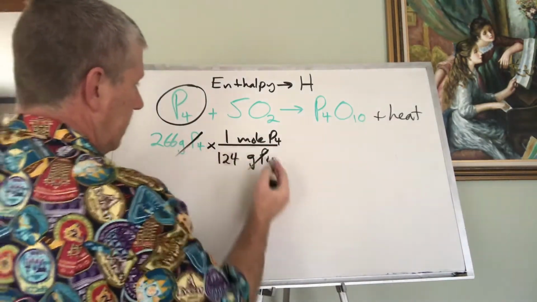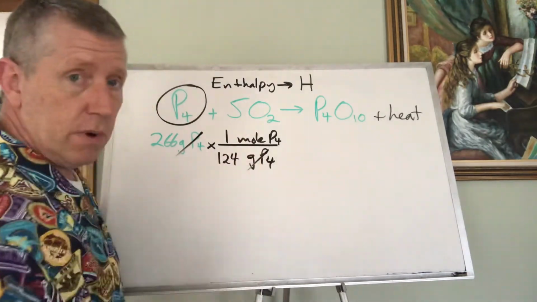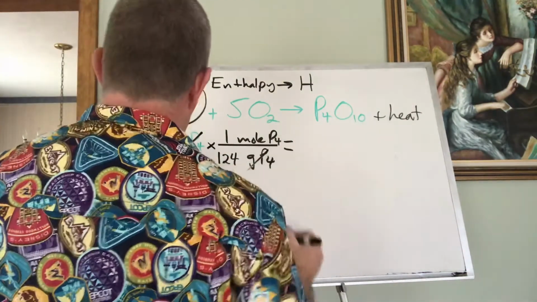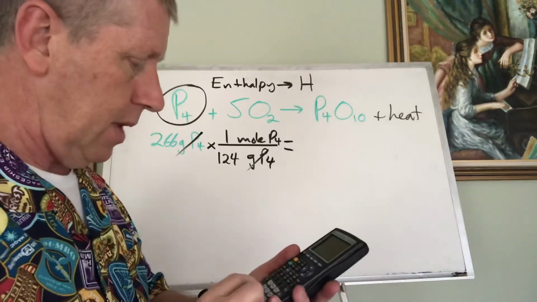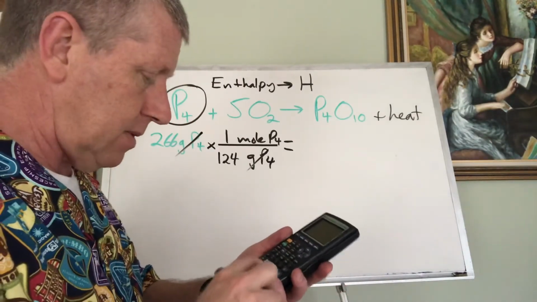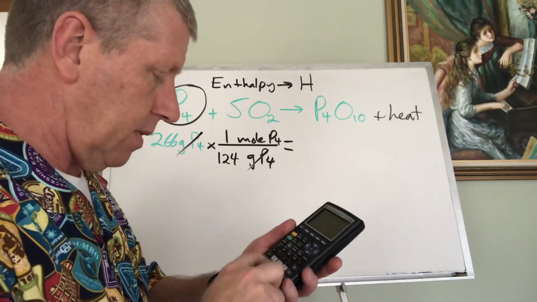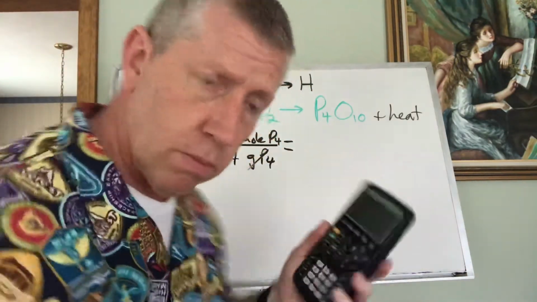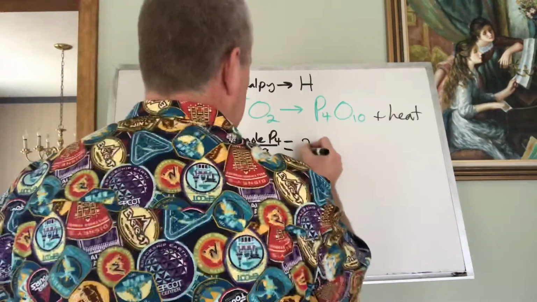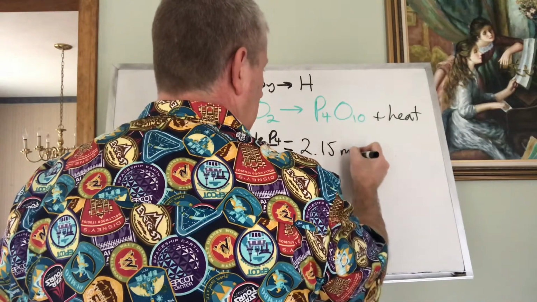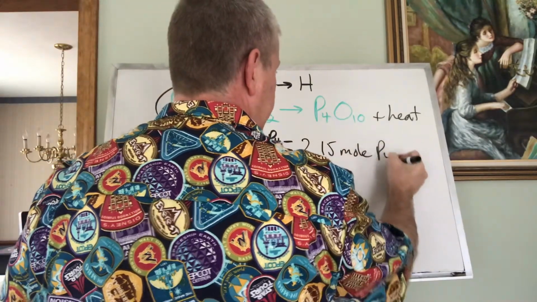And if I multiply this through, divide by 124, I'll get how many moles? It's going to be a little bit more than 2. Looks like it's a little bit more than 2. Let's get an answer on that. Exact 266 divided by 124. You kids are doing this at home, right? Should be. All right, 2.15 moles of phosphorus.